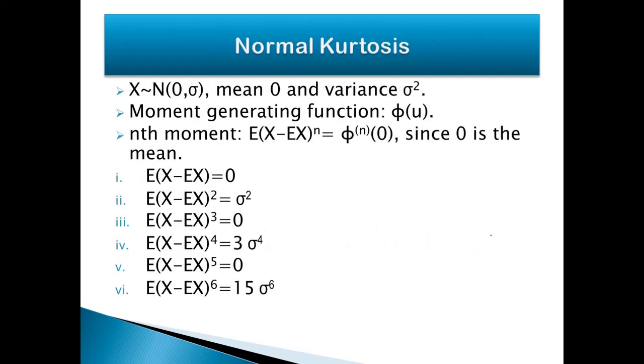So this is called normal kurtosis. Suppose X is normal with mean 0 and variance sigma squared. Then we define the moment generating function phi(u). The nth moment, the expectation of (X minus EX) to the power n, is given by the nth derivative of phi at 0. So we can find phi^(n)(0), and then the nth moments. The first moment, the second moment, and so on: you can see the values are 0, sigma squared, 0, 3 sigma to the power 4, 0, and 15 sigma to the power 6.